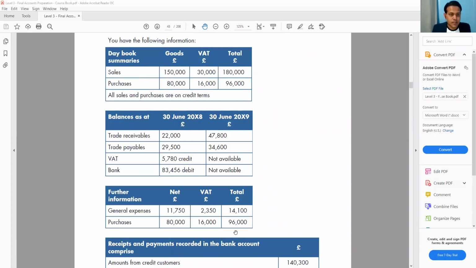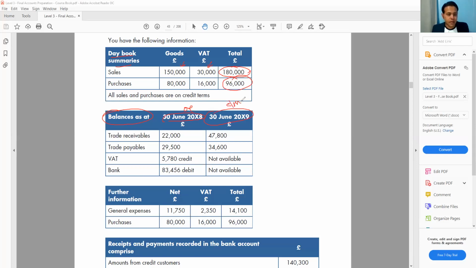From the sales daybook, we have a credit sale. Total credit sale is 180. Out of 180, we can see 30,000 for the VAT and 150 for the net. So my total credit sale is 180. Total credit purchase is 96. These are the balances, 30 June 2008 and 30 June 2009. So that's my opening balance and that's my closing balance.